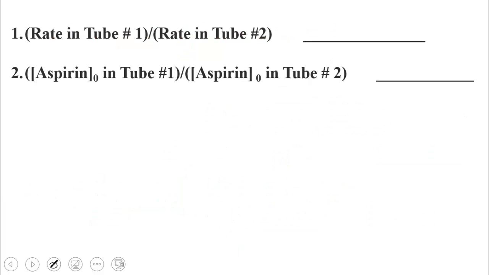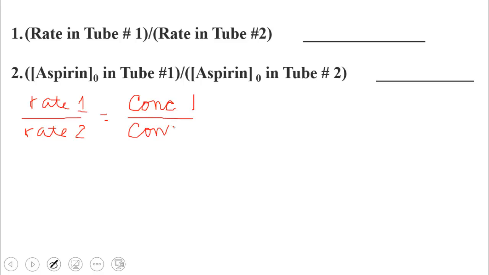Now, this gets us to a really great piece of information. How do you find the order of the reaction? Remember in class, we looked at the ratio of the rate in reaction number 1 versus the rate of reaction in reaction number 2. How does the concentration change in reaction number 1? How was the concentration changed in reaction number 2? And then that is to the nth power.